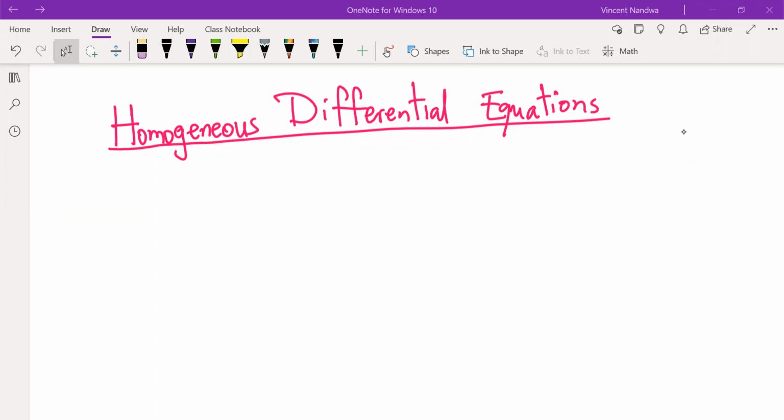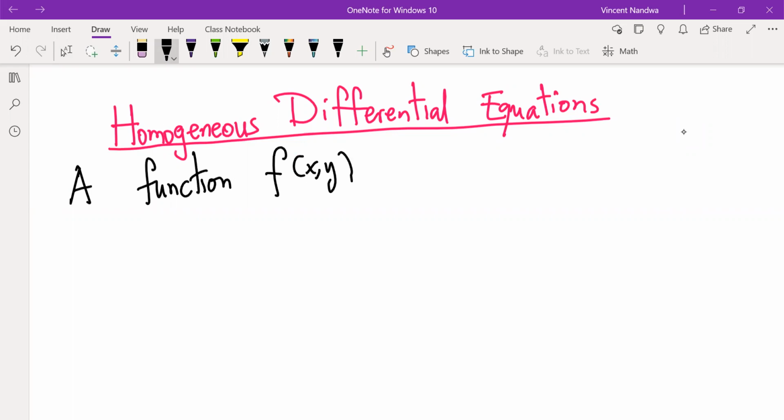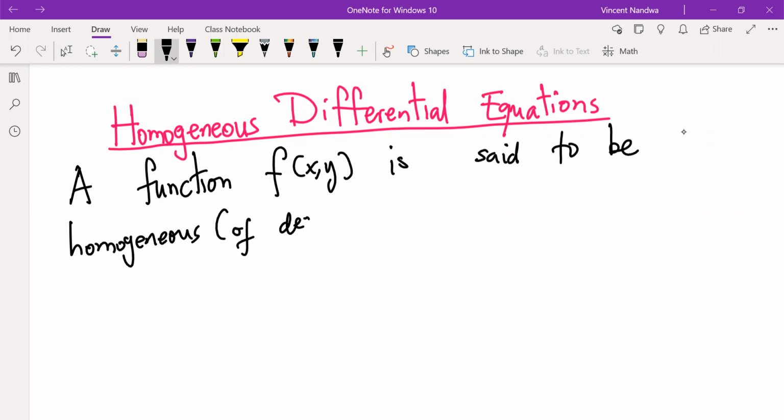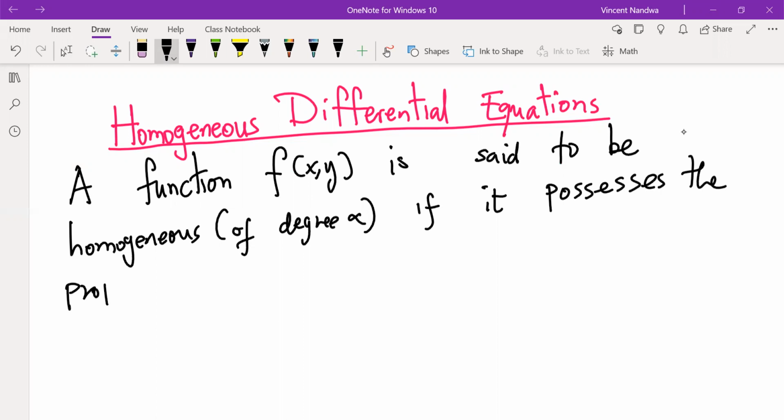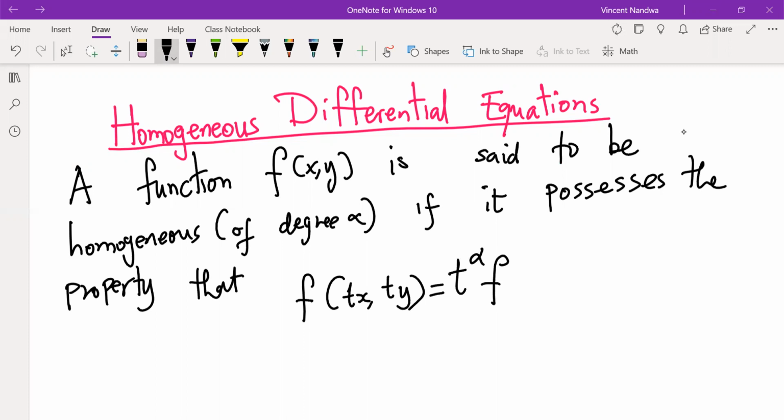So function f of xy is said to be homogeneous of degree alpha if it has a property that if you multiply t by x and t by y, you get t raised power alpha times f of xy.